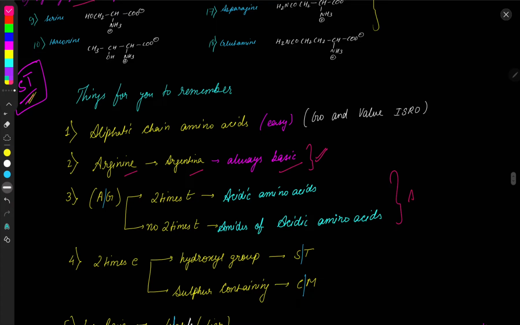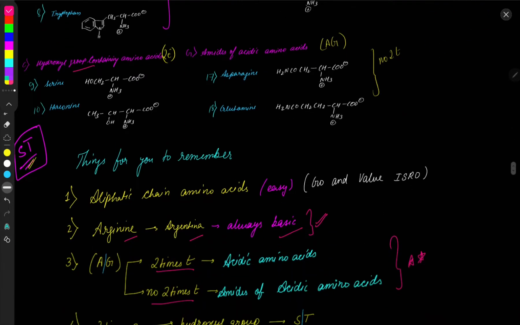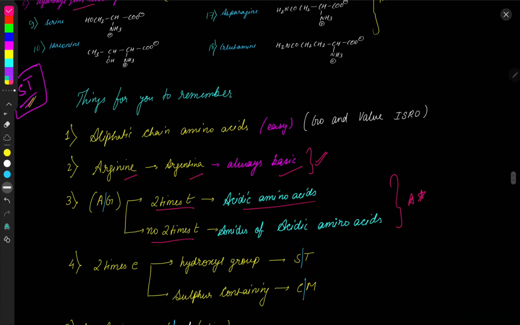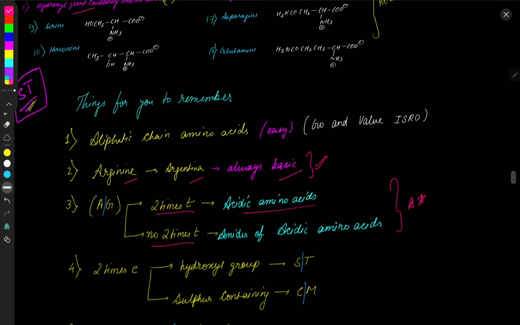In step 3, it is a little bit important. If any of the amino acids starts with A or G, your mind should strike: is there 2 times T or is there no 2 times T? For example, we are taking aspartate. Are there 2 times T? Yes, there are 2 T's in this word. So if there are 2 T's, then it would be an acidic amino acid.